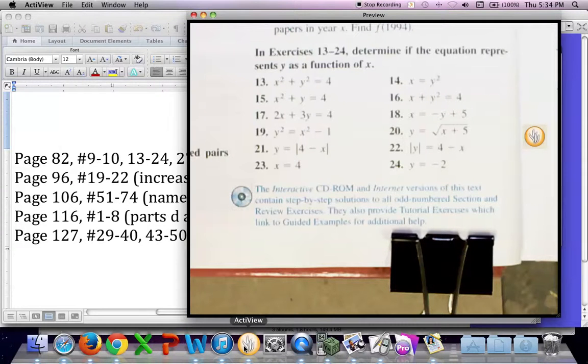and tell whether or not it represents y as a function of x. Okay, and so let me show you that.